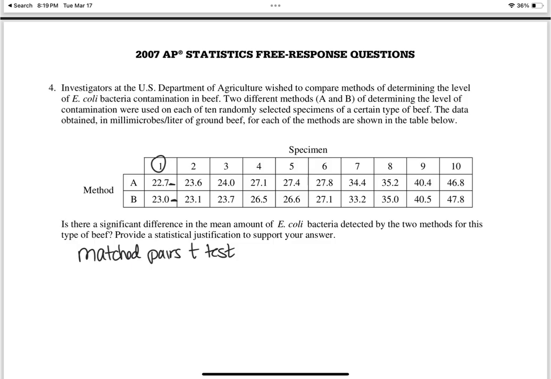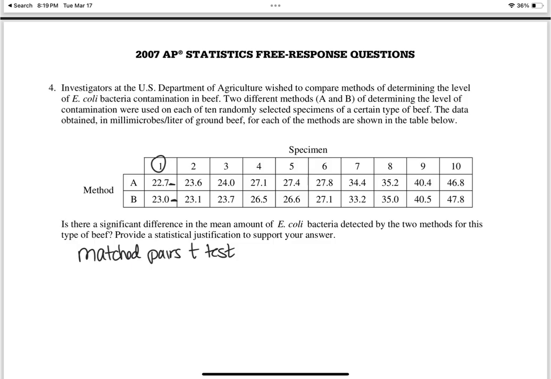So we have to read the problem and analyze it when it looks like it could be either the two sample or the matched pairs, and you have to really think about it. Is each of these independent groups? And that is not true. So it's paired data.